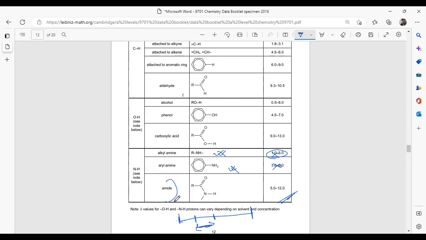So yeah, that means it might be an amide. Okay, that might be an amide. Let's see if this is an amide. Does that make sense? Yes.